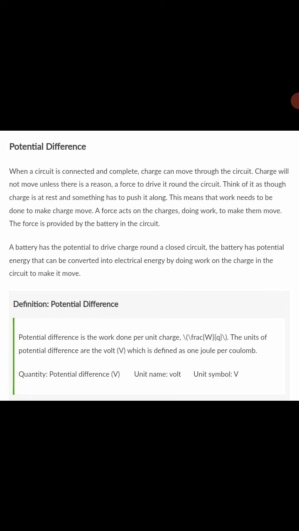So when a circuit is connected and complete, charge, current, can flow through the circuit. Charge will not move unless there is a reason, a force to drive it around the circuit. Charge will not move except there's a reason, and that reason is a force to drive the charge around the circuit. Now think of it as though charge is at rest.